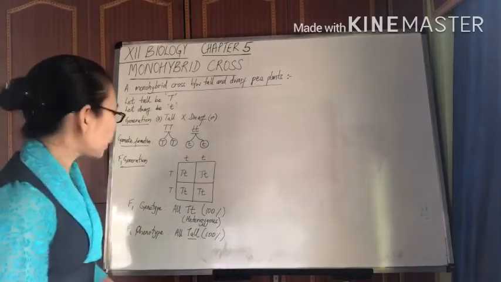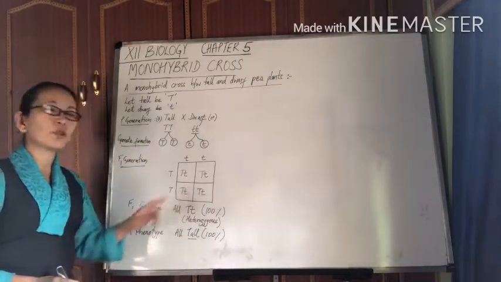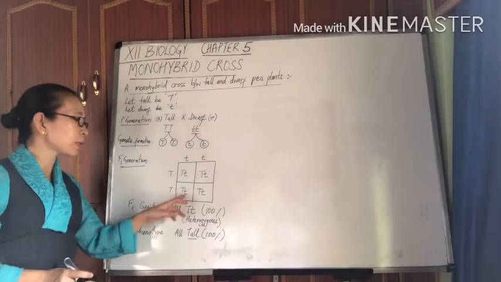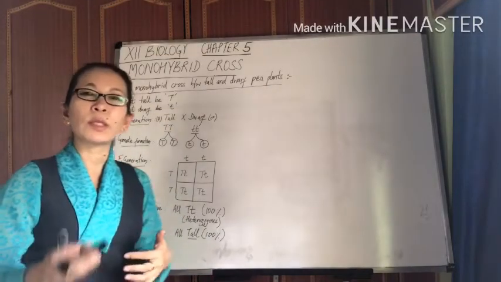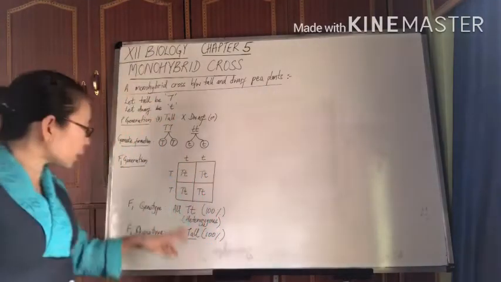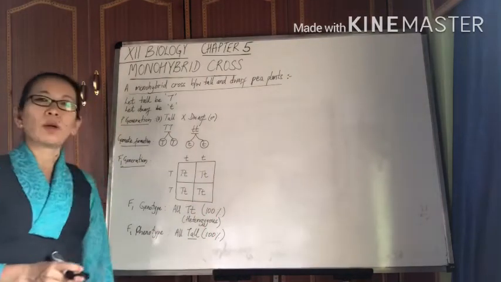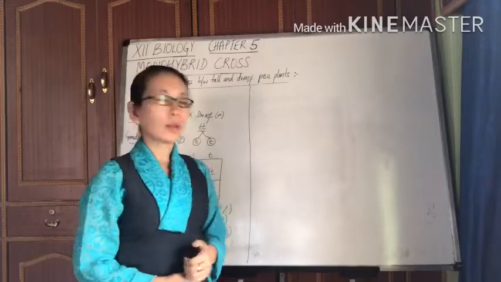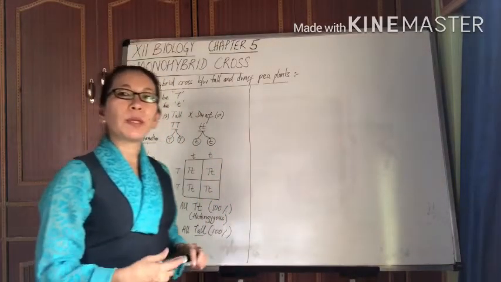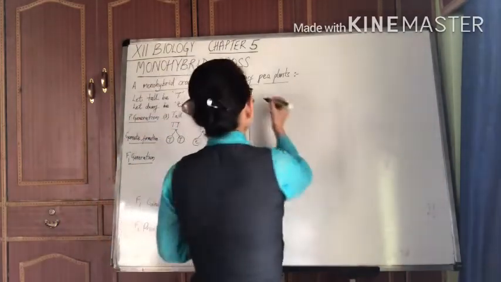Okay, so we know that capital T is dominant over small t, and because of which, in the presence of capital T, small t cannot express itself, and hence all of the F1 phenotype was tall phenotype. After this, the next step is F1 selfing.